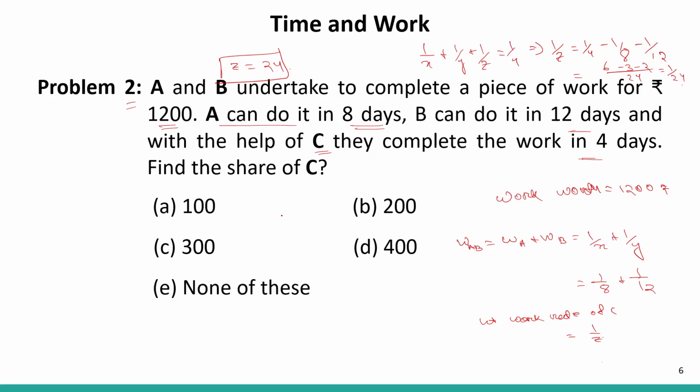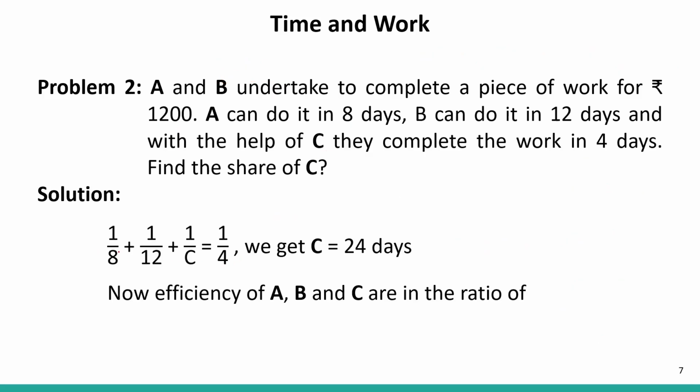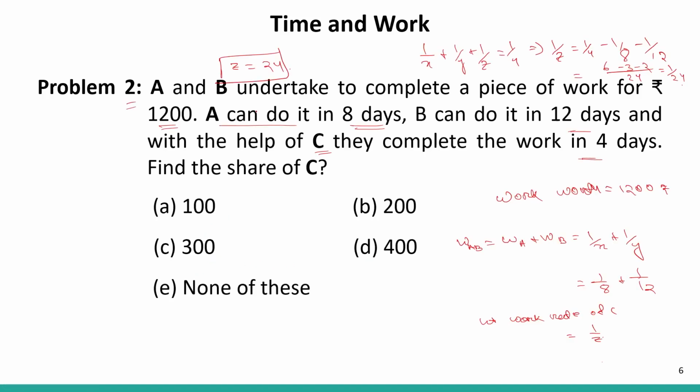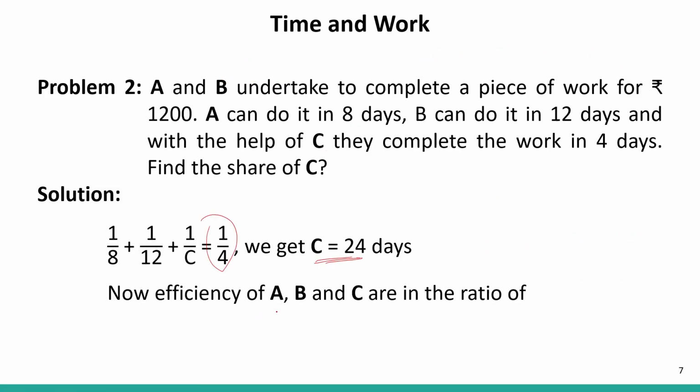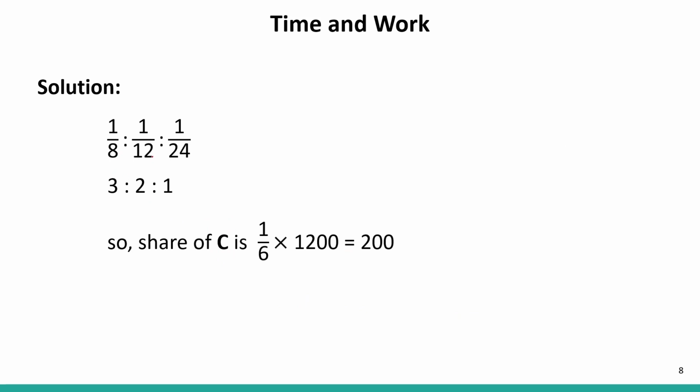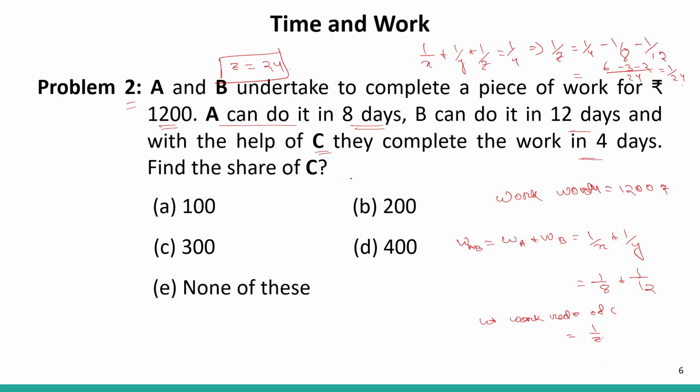So let's see what will be the share of C. 1 by 8 plus 1 by 12 plus 1 by C is equal to 1 by 4, so we can derive that C is equal to 24. Here C is z, which we have assumed. Now the efficiencies of A, B and C are in the ratio 1 by 8, 1 by 12, 1 by 24, so it will be 3:2:1. So the share of C is 1 by 6 into 1200, which is nothing but 200 rupees.